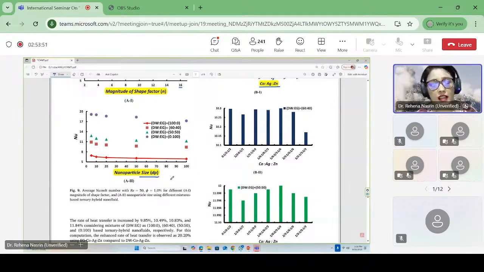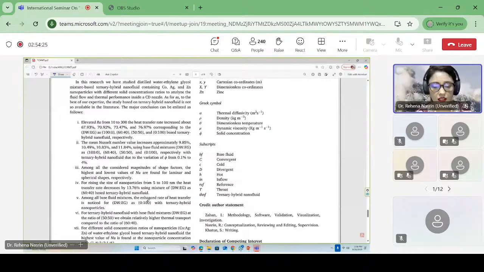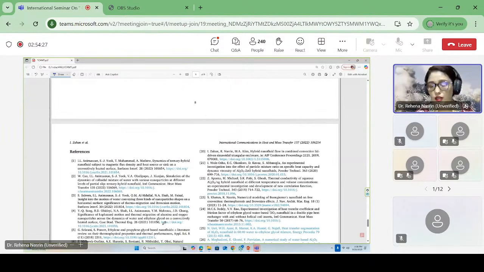We also considered the size of the nanoparticle. We know nanoparticle sizes range from 1 to 100 nanometers, so we consider 5 nanometers up to 100 nanometers. We get a higher Nusselt number, that is, a higher heat transfer rate, when we use a lower size nanoparticle. When the nanoparticle size is lower, we get a high heat transfer rate. So these are the conclusions; you can see the conclusion here also.